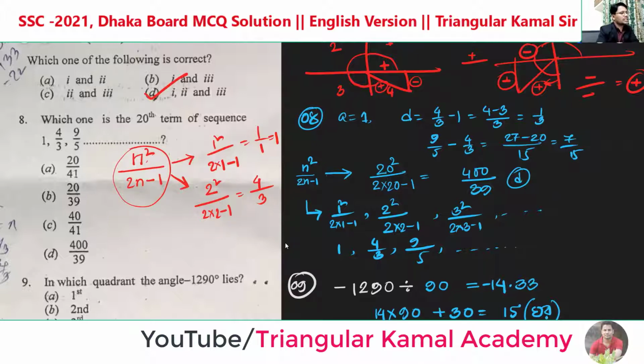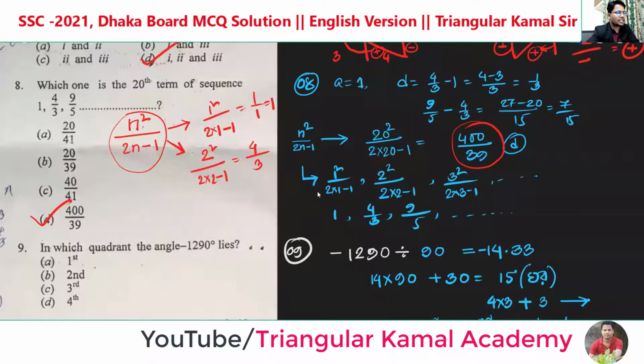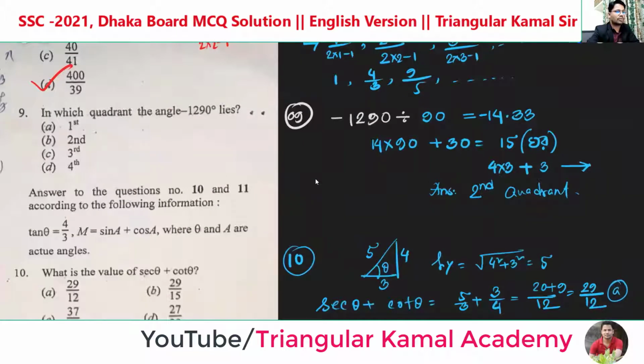So now for the 20th term, just put the value n equals 20. After doing the calculation, for n equals 20, we will get 400 by 39, and this is our answer, 400 by 39. Now the next question, another one of the most important and common questions in every exam.